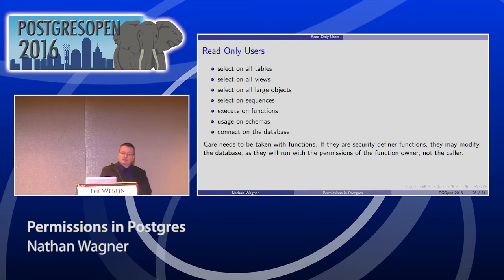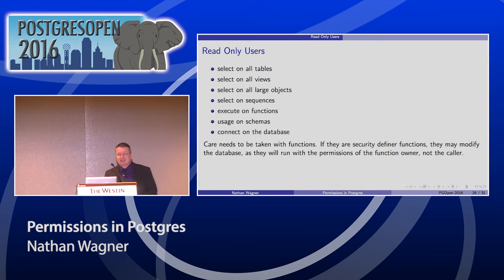So to create a read-only user, we need to give them select permission on every table, and that is made easier by doing the grant select on all tables in schema, and you'll have to issue that for each schema. They'll need select on all views. Again, those are largely like tables. They'll also need select on all foreign tables, which I don't have listed here. They'll need select on all large objects that may exist so that they can get at the contents of those.